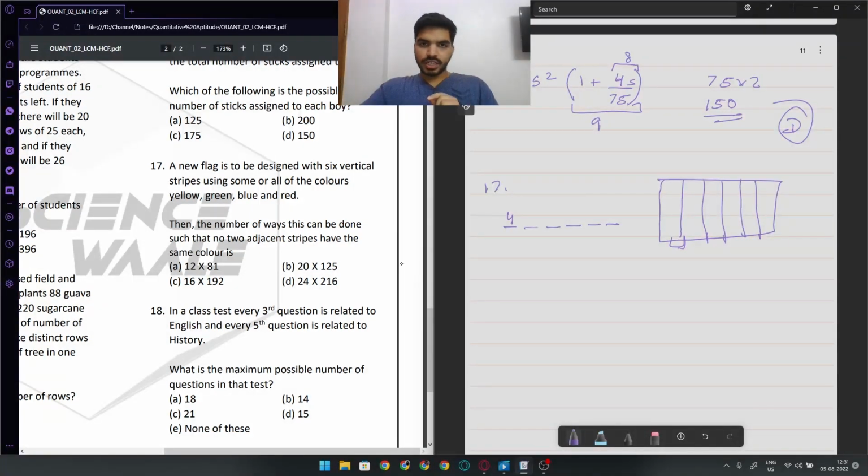On the left you used a color, on the right you have a space. So you will have only 3 options because one is used on your left. You can't use that one. Other than that, all you can use.